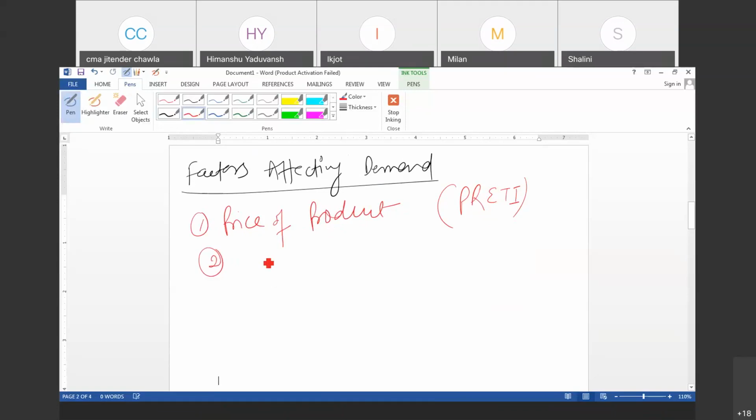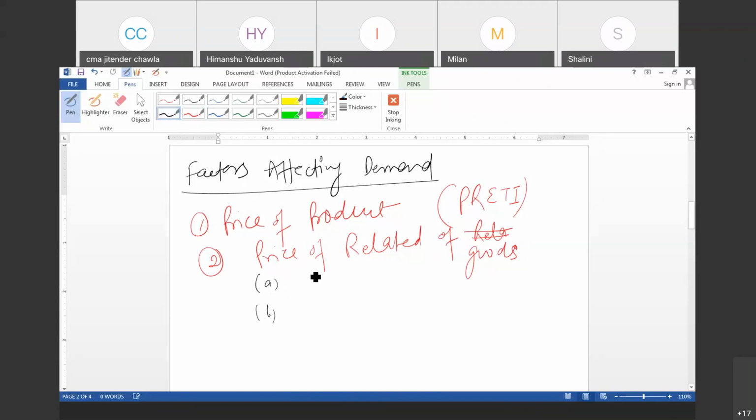Second factor is price of related good. Am I right? Please write in the chat box. When I say right or wrong, if you write right, then I say yes or no, you can write yes. Okay.